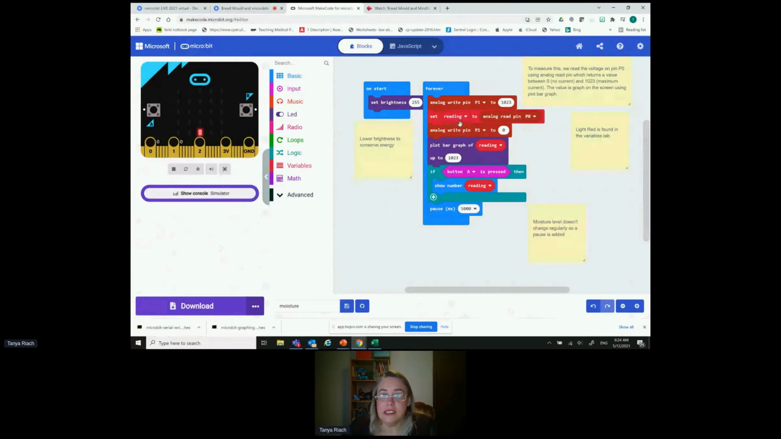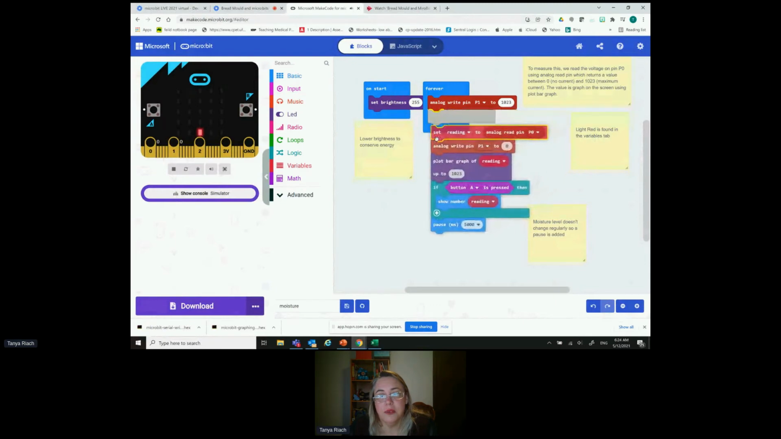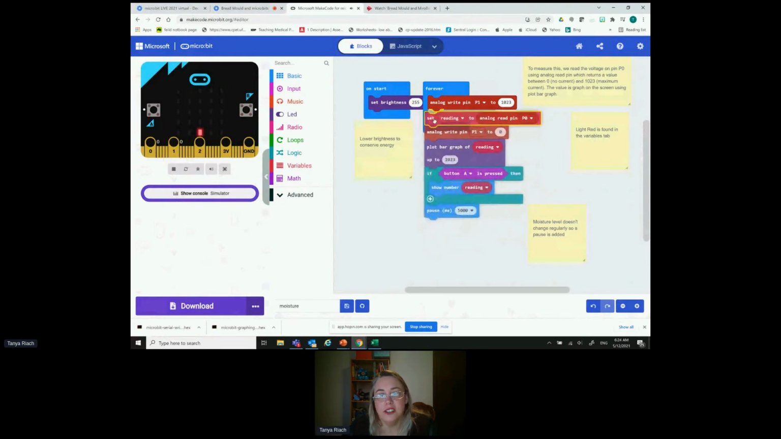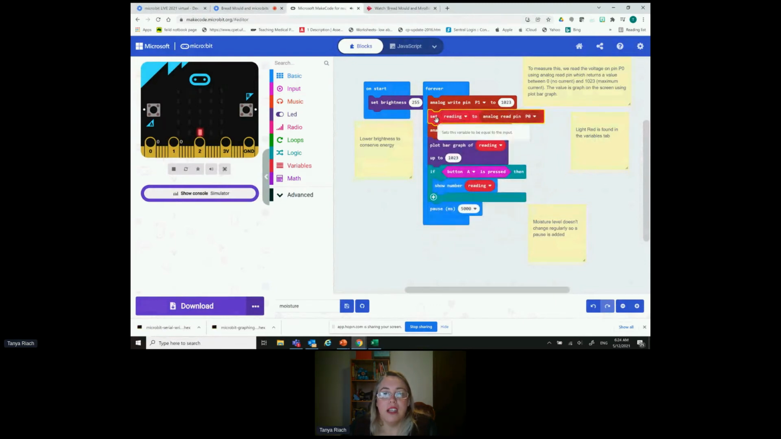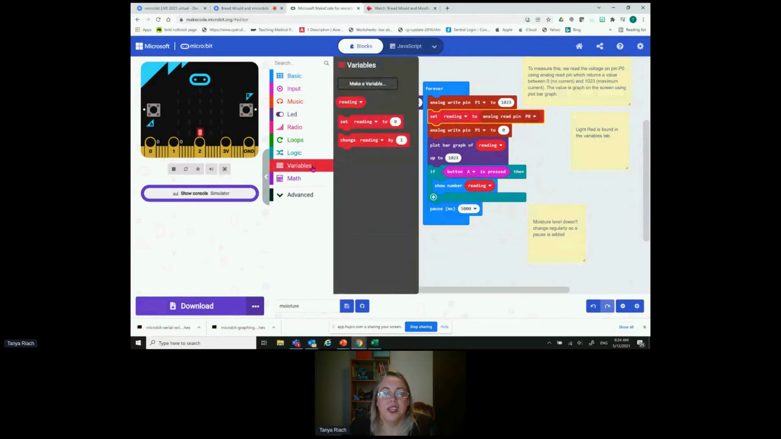We gave them little hints, like this red line here, which is the set reading to analog pin. Lots of students weren't sure where to find it because there are two red colors. So we then gave hints about explaining and creating variables and then putting our variables into our work.